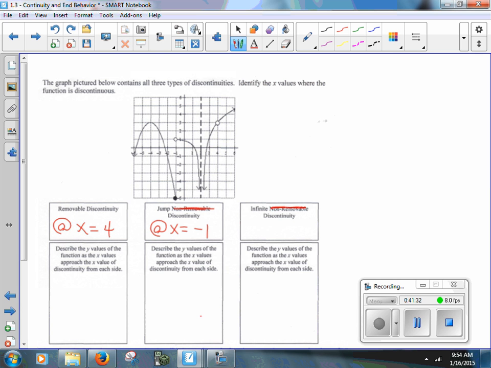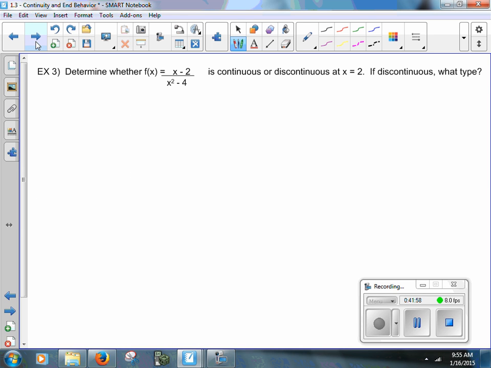And then I guess it has infinite discontinuity when or at X equals what? What do you think? Very, very easy. Right? So here's what you need to do. I'll show that to you later. Flip that over.